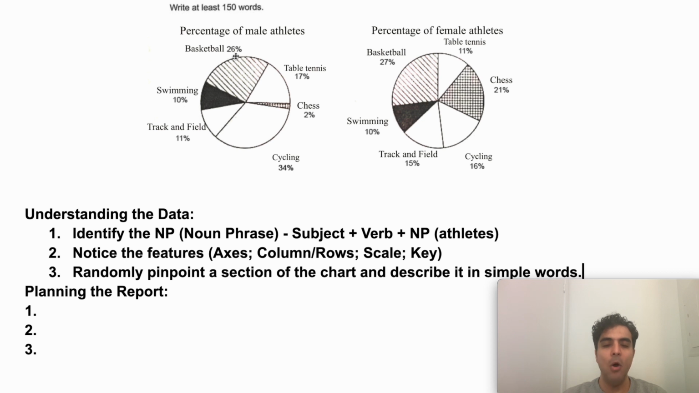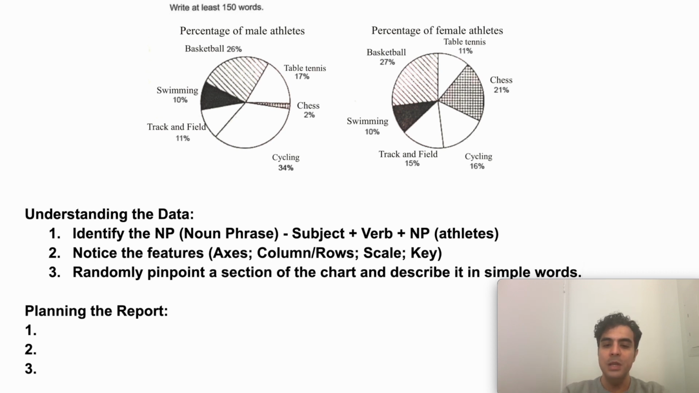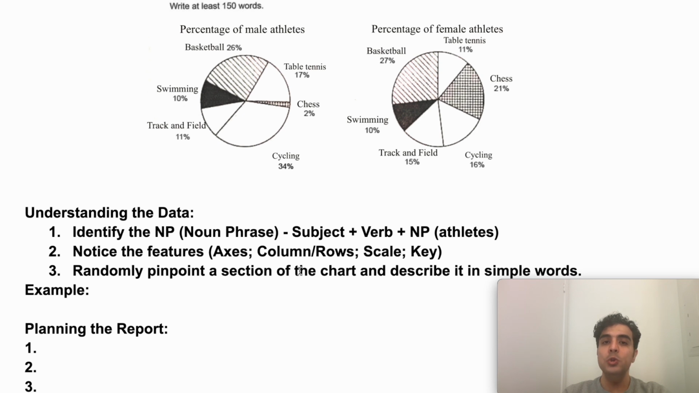So I have basketball, 26%, and this is related to male athletes. Now, I've previously identified the key, so I know it's 26% of male athletes. And I've also looked at the key, the information around the chart. So I think I know what I'm doing. So let's see. How can we state a sentence in our own words that best demonstrates my understanding of this chart? Okay, I'm going to give you two options, and I'm going to show you how they are different.